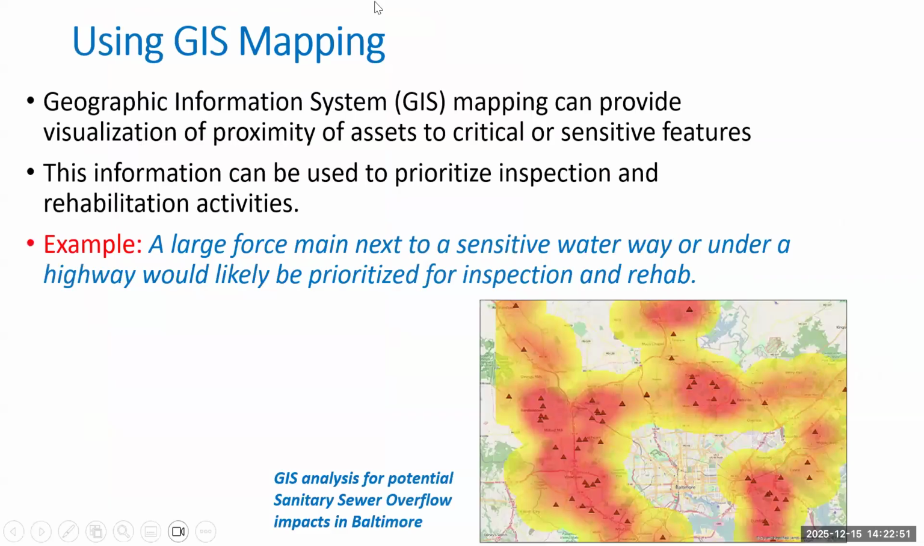We can also use GIS technology to compare where our lines are relative to other sensitive features, like a sensitive waterway. Do we have a pipe flowing over a protected river? Or do we have a pipe that's flowing right into the downtown area next to schools and hospitals and so forth? Those types of overlays can help us to determine pipes that have greater priority for inspection and rehabilitation.